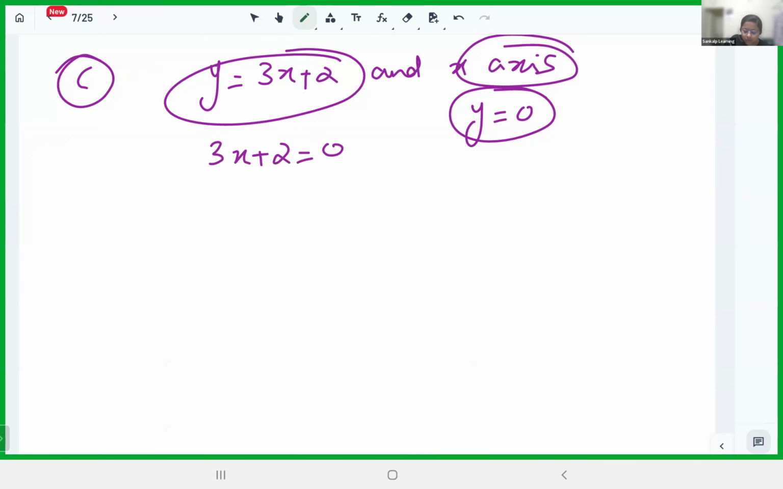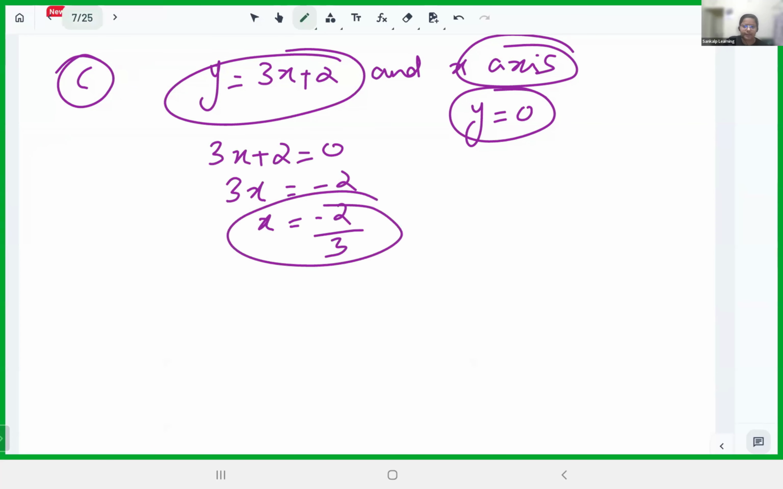So 3x plus 2 will be equal to 0. So what is 3x? 3x is equal to minus 2, and x is equal to minus 2 by 3. All right, so the coordinate will be C is equal to minus 2 by 3 comma 0.